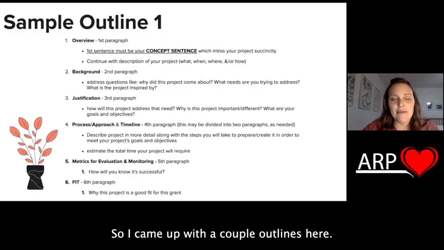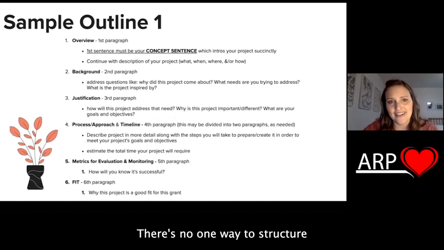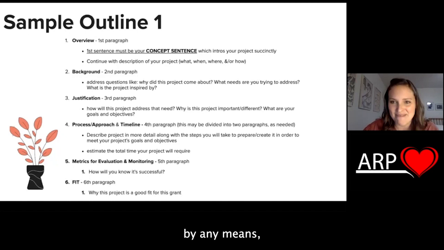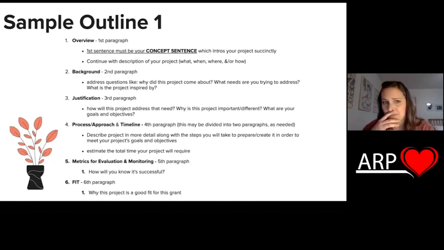All right, so I came up with a couple outlines here. I just want to probably say a few times that there's no correct outline. There's no one way to structure your project description. So these are just ideas, not rules by any means. But if you're having a hard time structuring it, you can use this and adapt it to your needs.